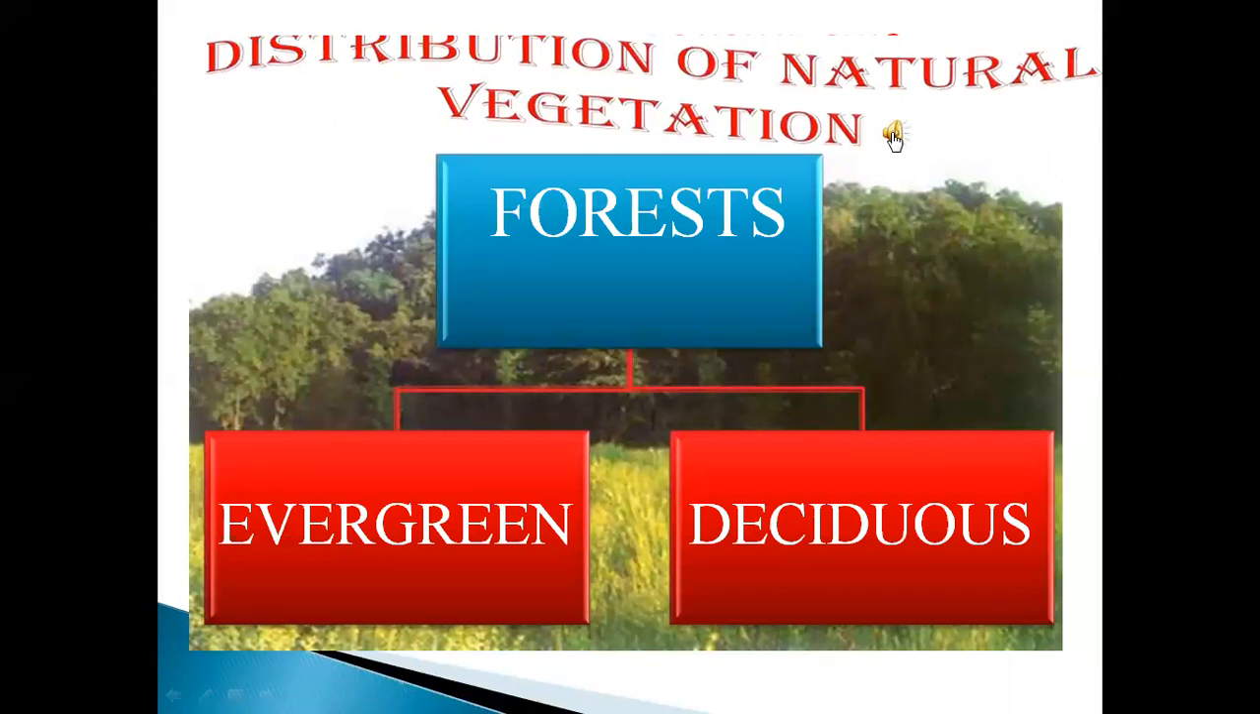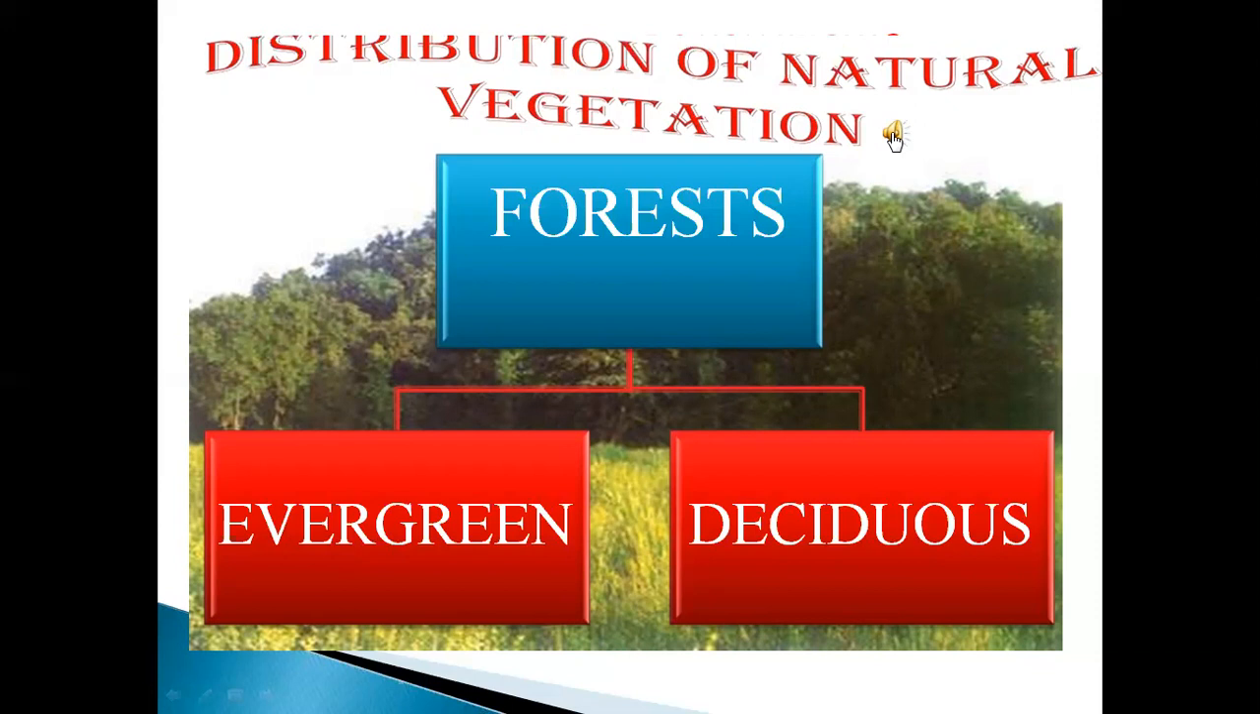Forests. In areas of heavy rainfall, huge trees may thrive. The forests are thus associated with areas having abundant water supply. Forests are broadly classified as evergreen and deciduous forests, depending on when they shed their leaves.